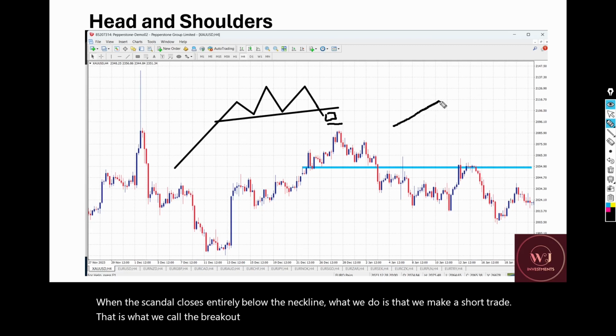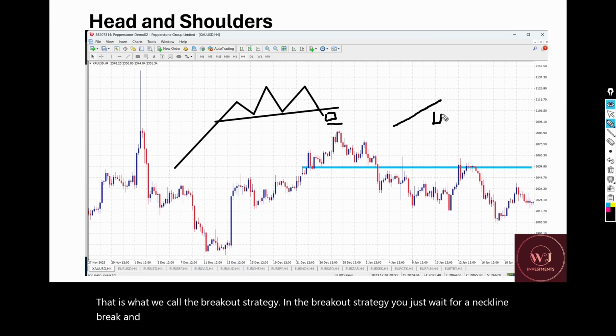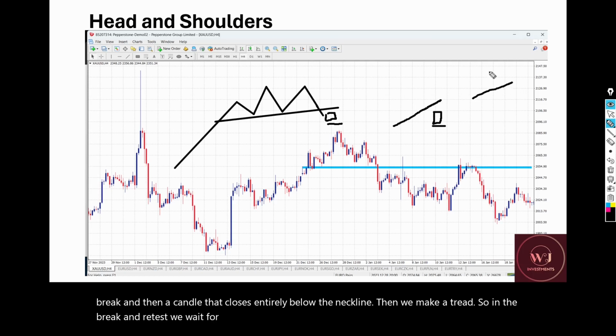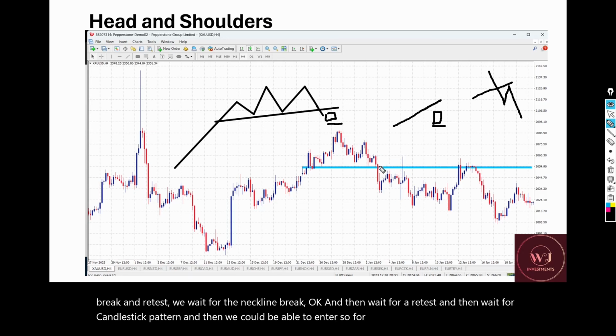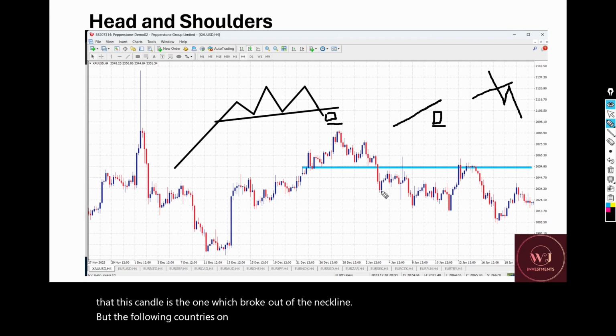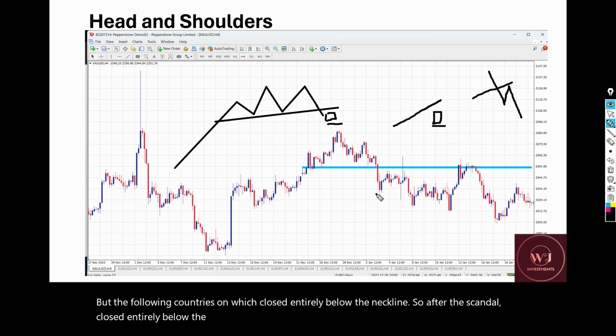In the breakout strategy, you just wait for a neckline break and then a candle that closes entirely below the neckline, then we make a trade. So in the break and retest, we wait for the neckline break, okay, and then wait for a retest, and then wait for a candlestick pattern, and then we could be able to enter. So for example, right here, you can see that this candle is the one which broke out of the neckline, but the following candle is the one which closed entirely below the neckline. So after this candle closed entirely below the neckline, we could make our short trade from here, and then our target profit could be down here on the next level of support.